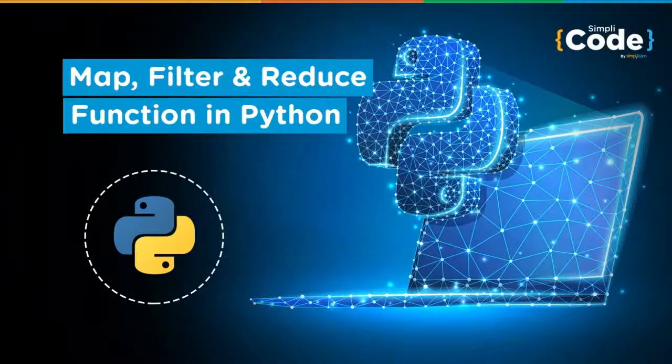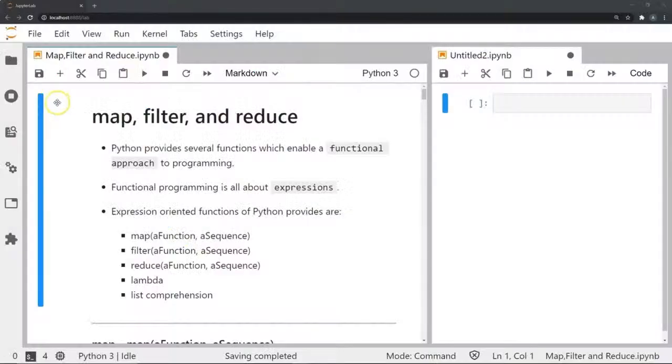In this video, we will be covering the topics of map, filter, and reduce functions in Python. Python provides several functions that enable a functional approach to programming. Since functional programming is all about expressions, some of these expression-oriented functions of Python are lambda functions, list comprehensions, map, filter, and reduce. We've already covered lambda and list comprehensions, so let's cover map, filter, and reduce.